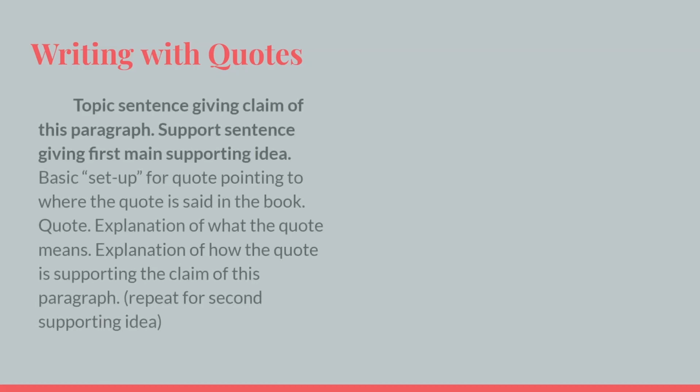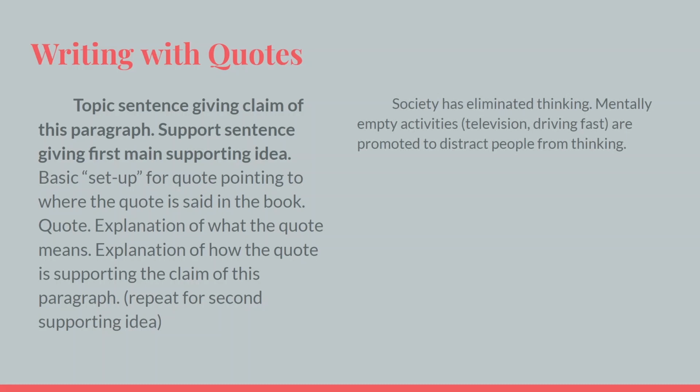We'll go back to our first paragraph for Fahrenheit 451. The first things that we need are the topic sentence giving the claim of the paragraph and a support sentence giving the first main supporting idea. We already had that from our outline. Society has eliminated thinking. Mentally empty activities, television, driving fast, are promoted to distract people from thinking. This came right from our outline. So far the paragraph has been really easy to write.